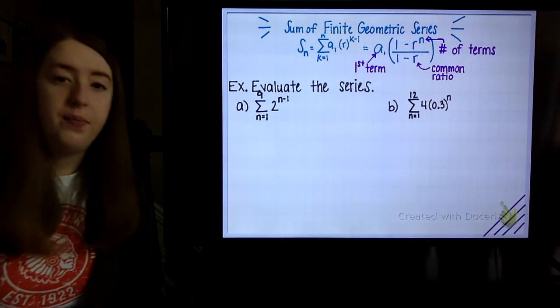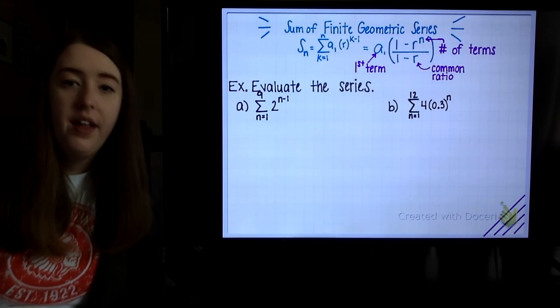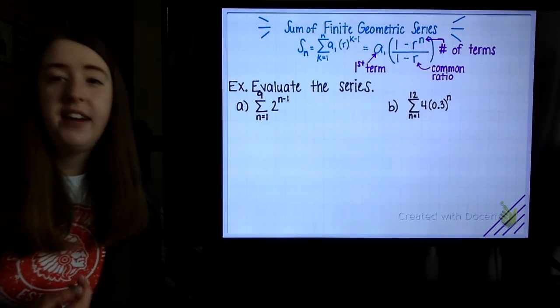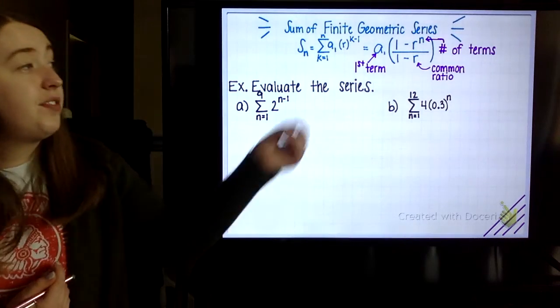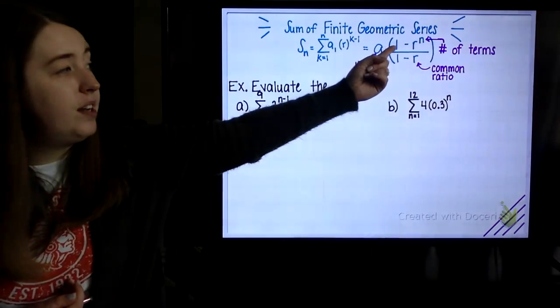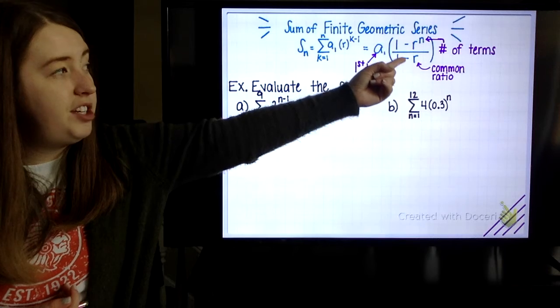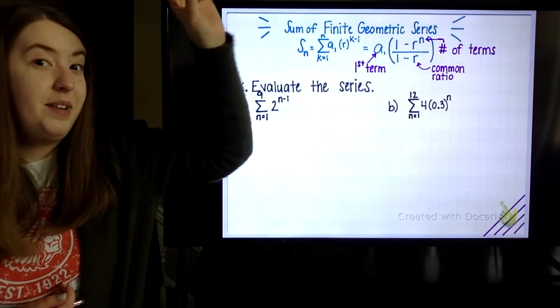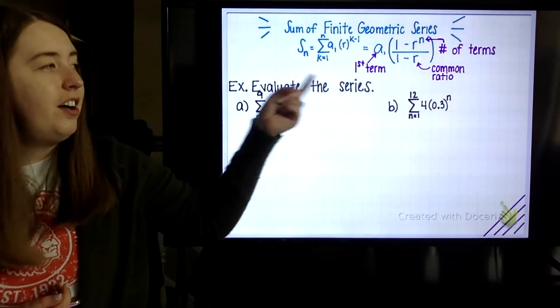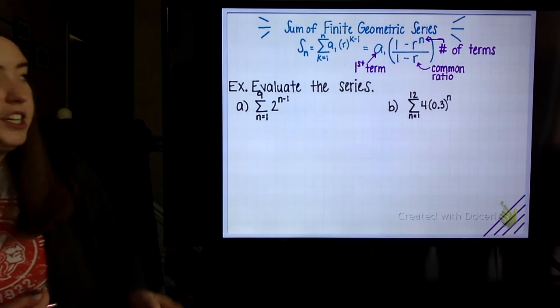All right, so first of all, to find the sum of a finite geometric series, we have to take the first term and multiply it by 1 minus the common ratio to the power of the number of terms you have, all divided by 1 minus the common ratio.